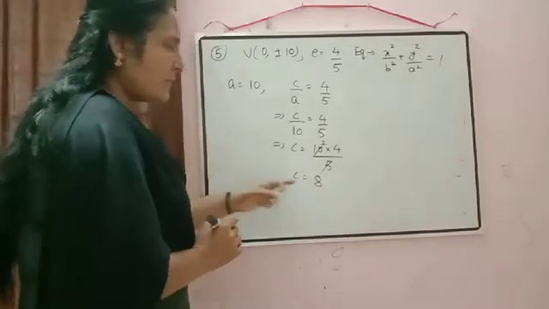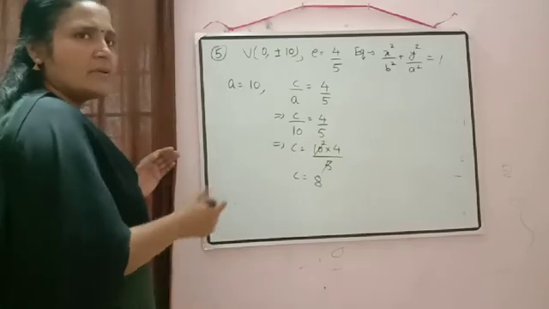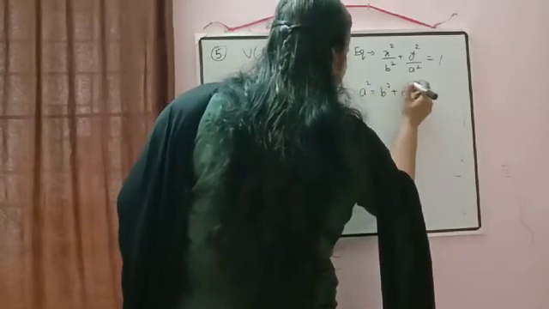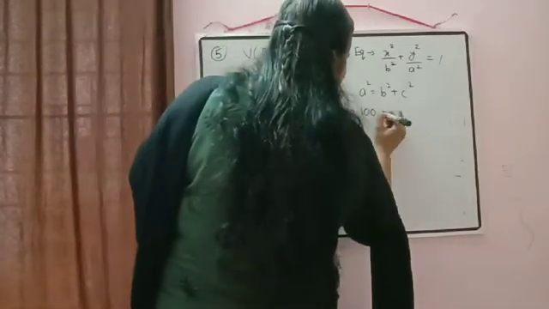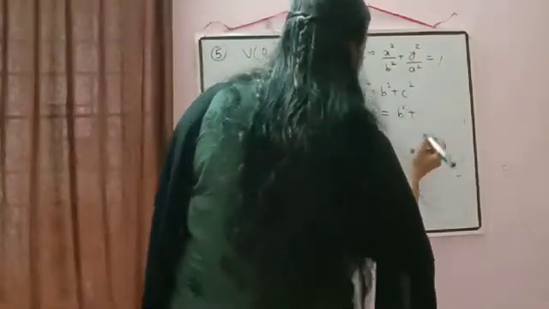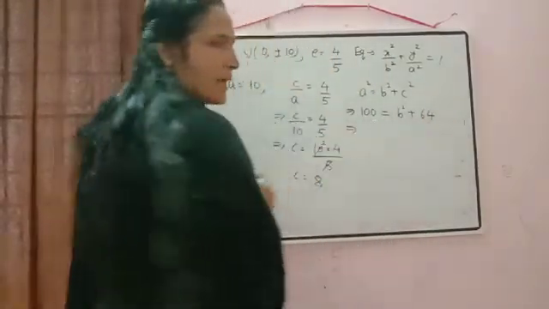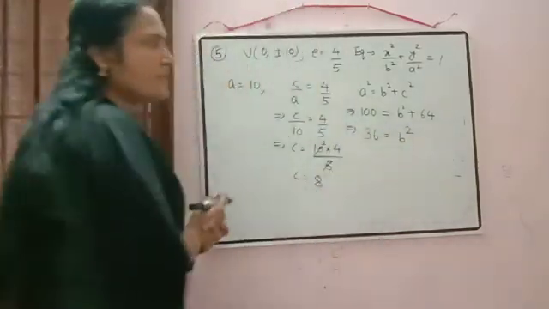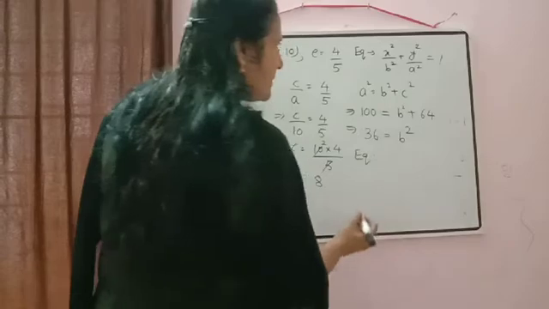So a is equal to 10 and c is equal to 8. a is equal to 10 is already given there. Now we can find the value of b square. The relation is a square is equal to b square plus c square. Substitute the values. a is equal to 10, so a square will be equal to 100, is equal to b square, which we have to calculate, plus c square, and c is equal to 8, so c square is 64. 100 minus 64 is 36. So we are getting b square is equal to 36. So now we can write down the equation there. What will be the equation?